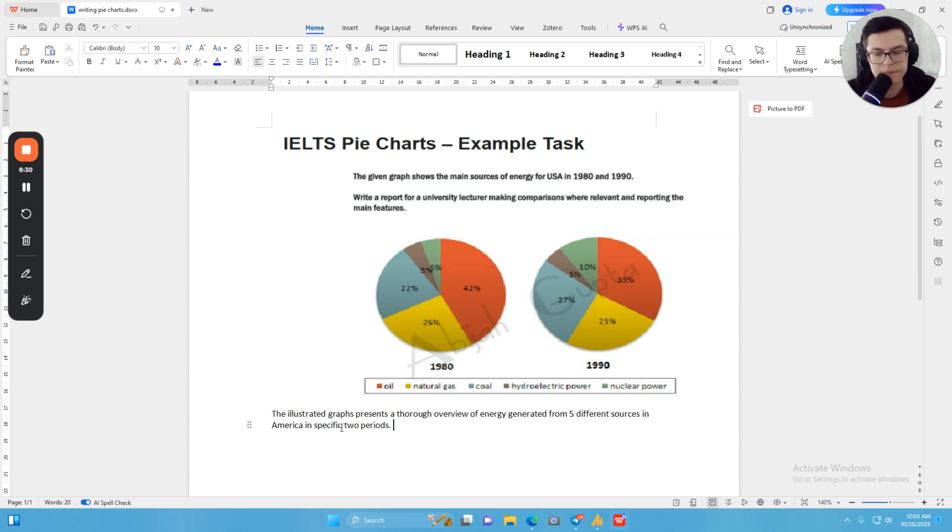So my introductory part reads as this. The illustrated graphs present a thorough overview of energy generated from 5 different sources in America in specific 2 periods. So I'm referring to specific 2 periods, just simply rephrasing 1980 and 1990. Instead of saying shows, I've written the illustrated graphs present. Or you can use passive voice instead of just specifically detailing information in active voice. So that gives you a higher mark for grammar.